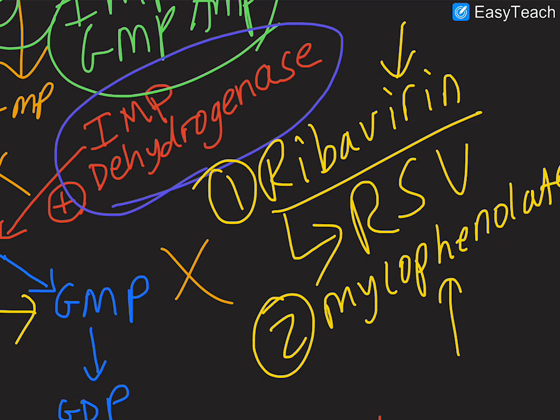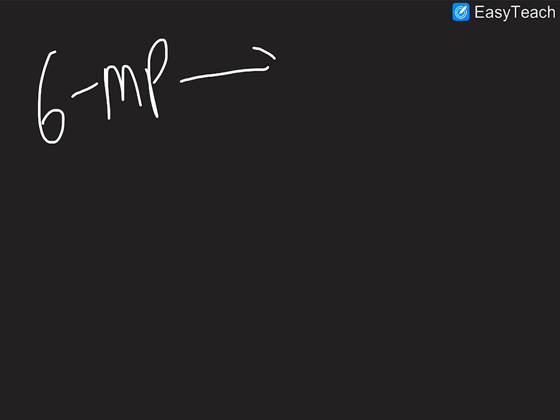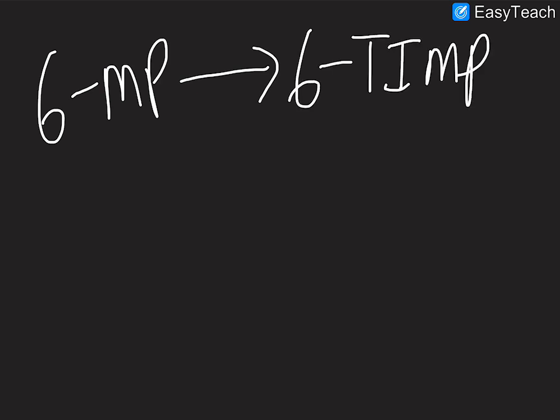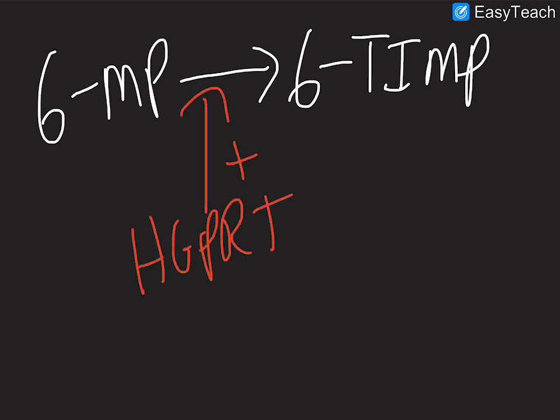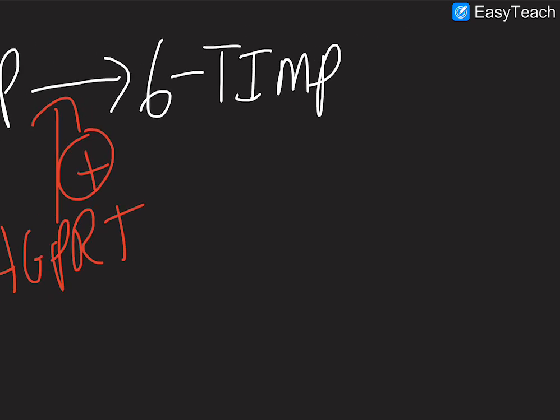All right, so that was basically all the drugs, but I do want to talk about one more thing before we end this video. So again, this will be a quick, good review. 6-mercaptopurine, what does that convert to? Right, 6-thioinosinic monophosphate, right? Who helps convert 6-mercaptopurine to 6-thioinosinic monophosphate? Hypoxanthine guanine phosphoribosyl transferase, right?